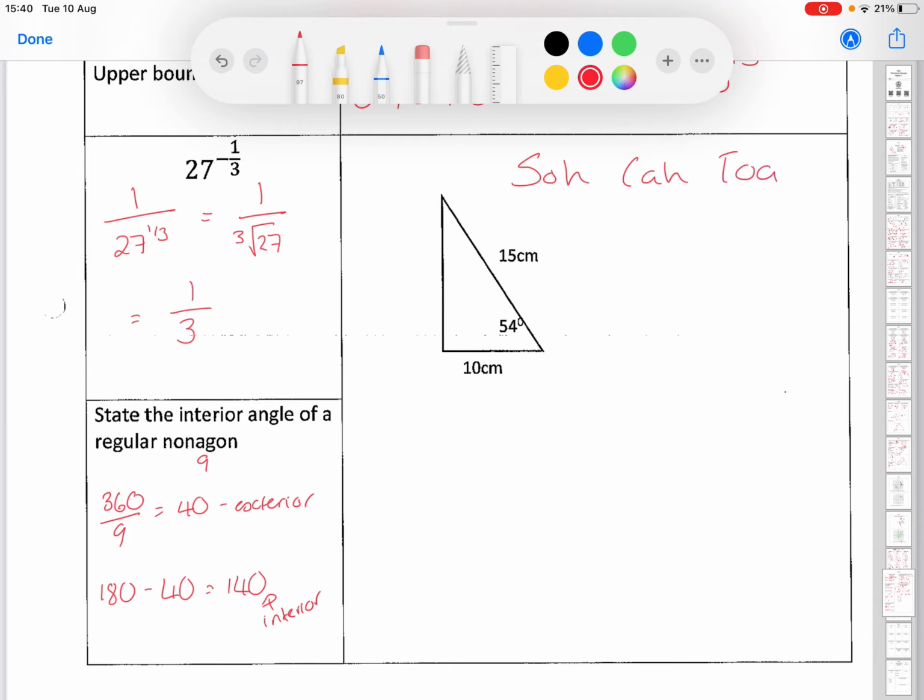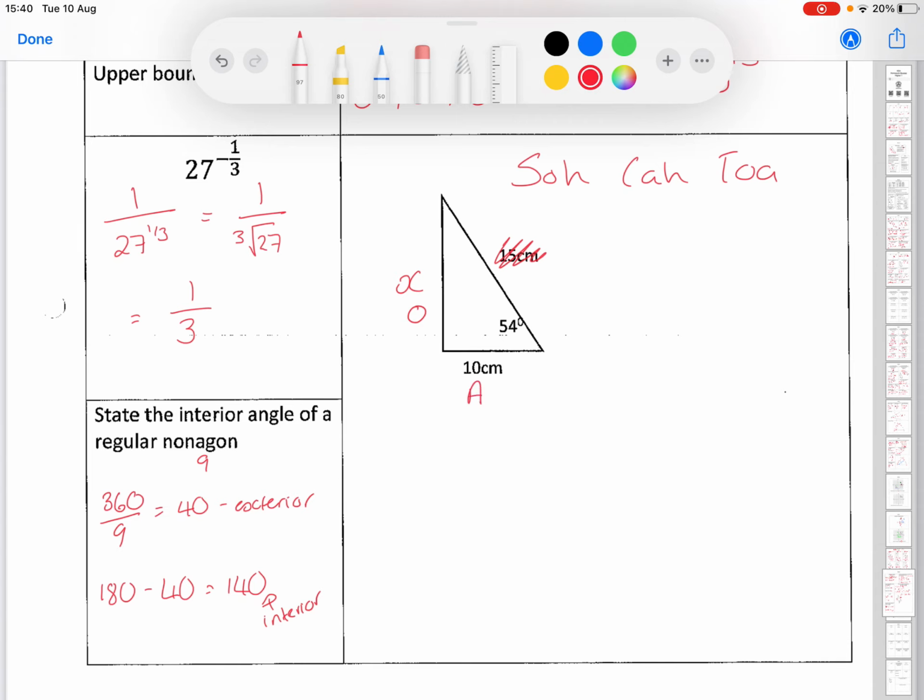Next question, we've got a bit of trig again. So if I write SOHCAHTOA, we've got the, oh hang on, what am I trying to find here? Okay, let's pretend we don't have 15 and we're trying to find this length over here. I'm assuming this is what we have to do anyway. I've written SOHCAHTOA, now I've confused myself. What am I doing? We're finding this length.